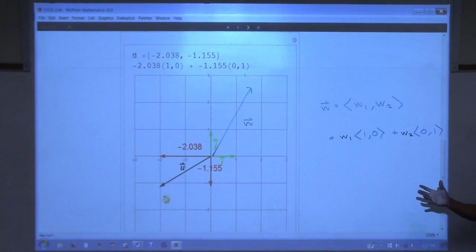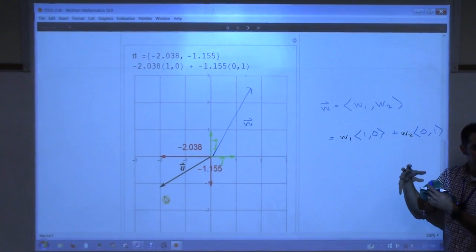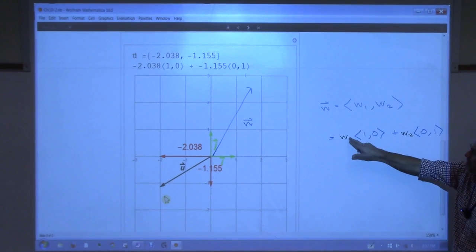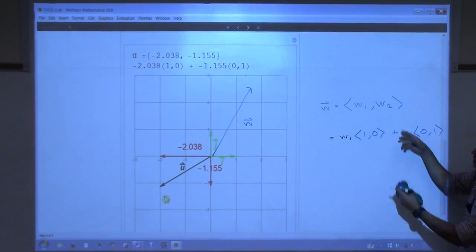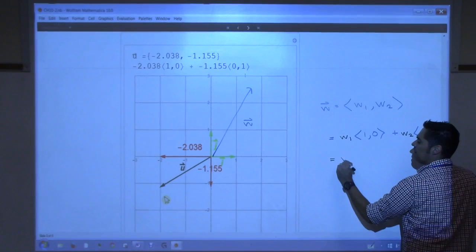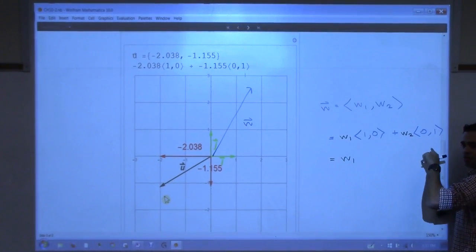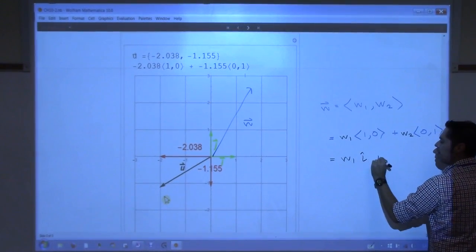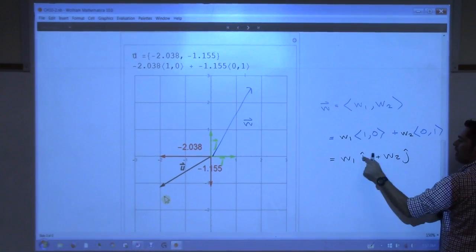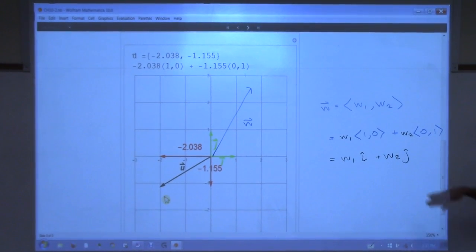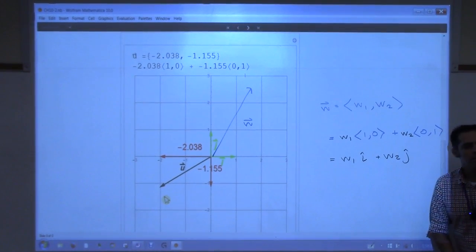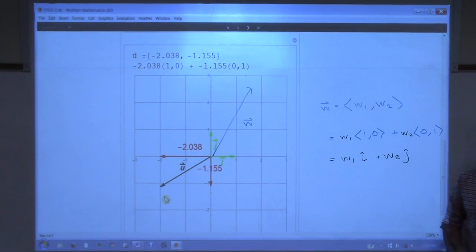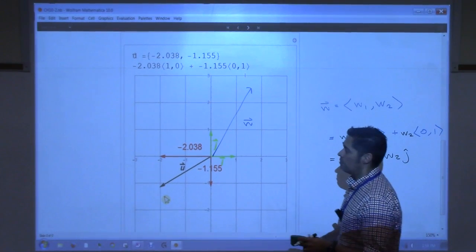This is what we mean by linear combination. Linear meaning we're adding, okay? Linear combination. Scaling this vector, put together creates this. But if I rewrite this in the i hat, j hat notation, this is w1 i hat plus w2 j hat. This is a linear combination of those two standard basis vectors. Yeah? Are those the only two? I mean, okay, that's when we go to three-dimensional space, right?